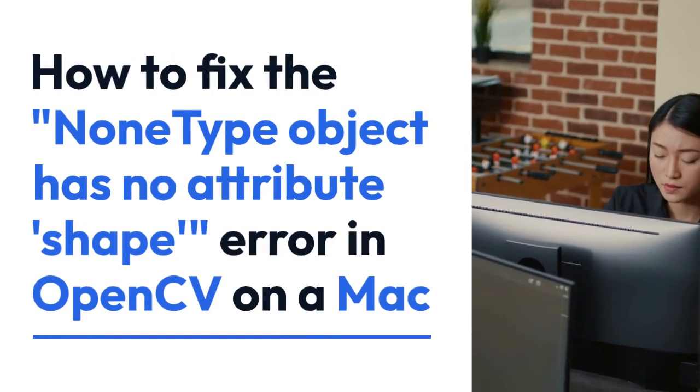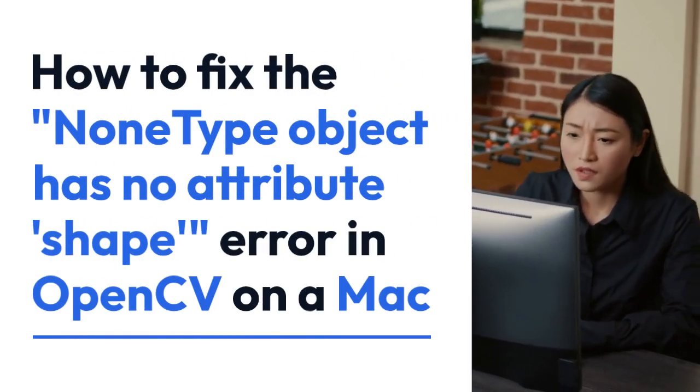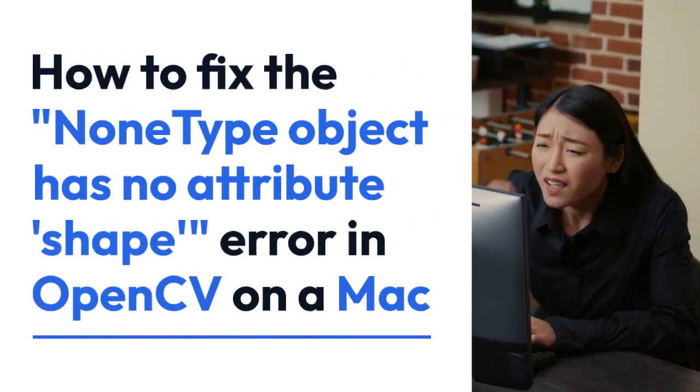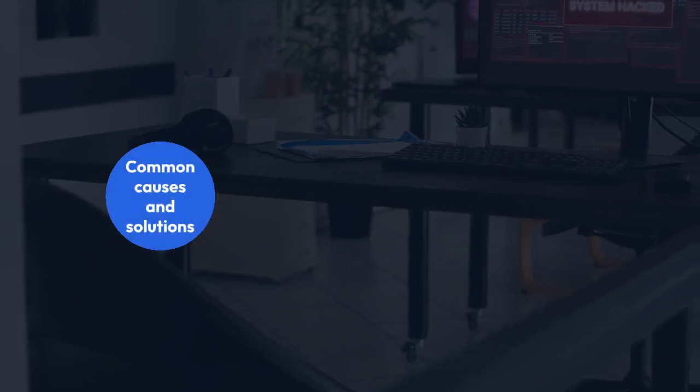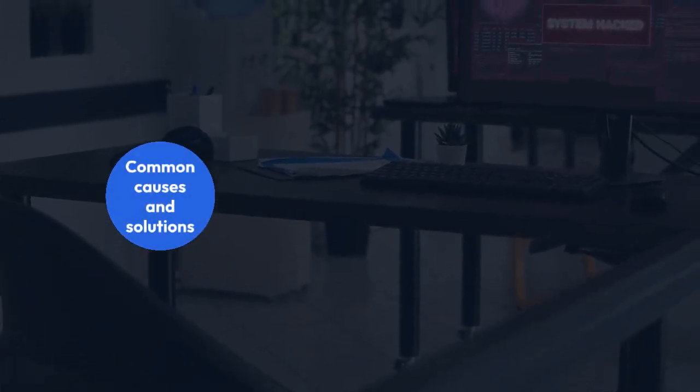We're going to explain how to fix the NoneType object has no attribute shape error in OpenCV on a Mac. This error usually pops up when you're trying to access the dimensions, height, and width of an image, but OpenCV hasn't successfully loaded the image. Let's break down the common causes and solutions.